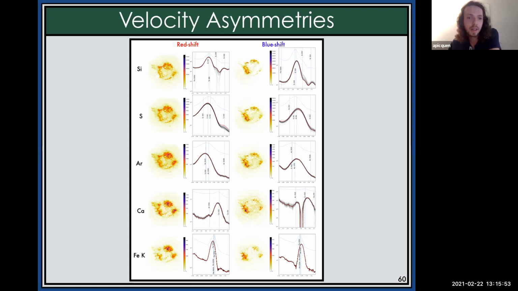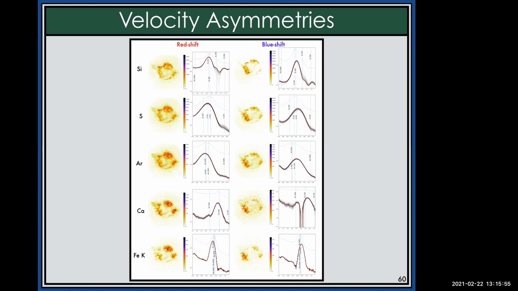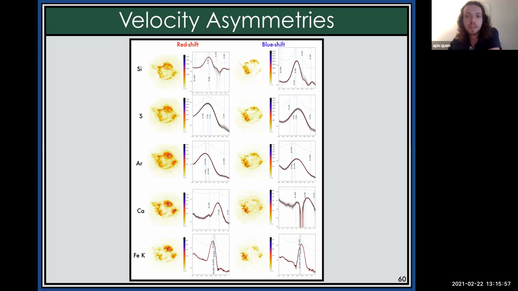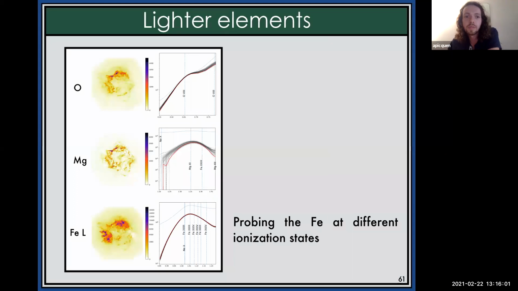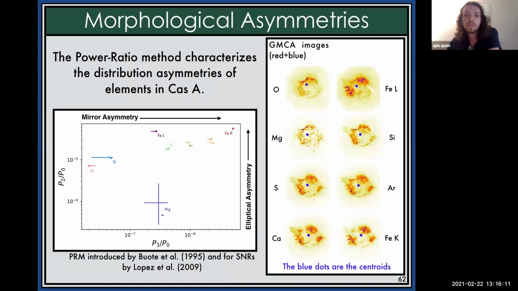And they are quite consistent one with the other, with the red ones being broader than the blue ones. And also to find some beautiful and clearly detailed images of lighter elements, so oxygen, magnesium, and another ionization state of the iron. Thanks to this image, it was possible to look at the centroids of the different structures, and also to compare, thanks to the power ratio method, the distribution asymmetries.